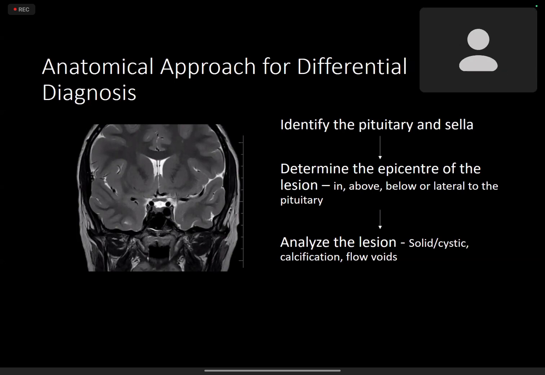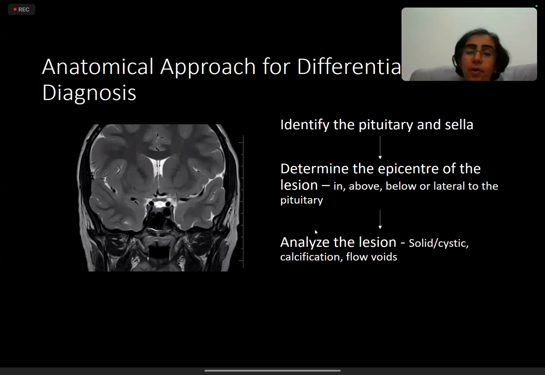The flow void of the left ICA is exaggerated. Very nice. So it is not the flow void of the left ICA that is exaggerated. The left ICA flow void is okay. The left ICA flow void is normal. It is the right ICA flow void that is affected. So this was a patient with atherosclerotic changes in the right ICA. Adenohypophysis, I would say, is actually fine. This was a patient with stroke and with a reduced caliber of the right ICA in the cavernous segment.